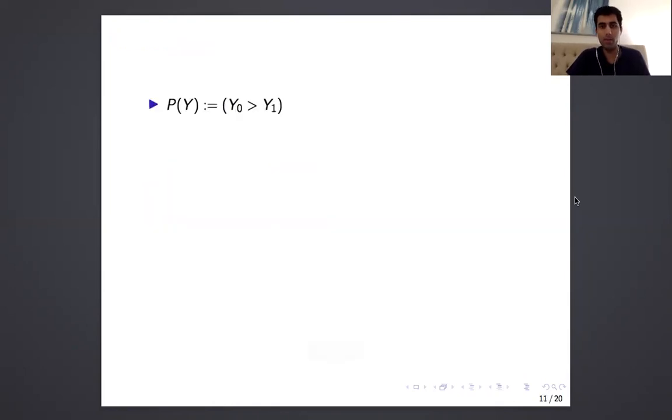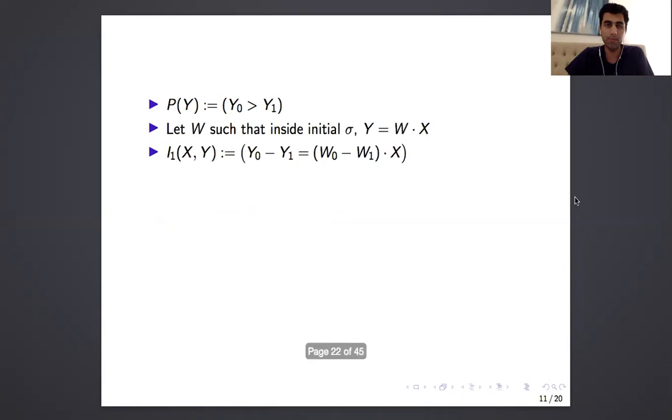So consider the property P, which is class dominance, that the logit for class 0 is more than the logit for class 1, which guarantees that the output of the network will be class 0. For this particular property P, we want to design an intermediate property I, which will help us capture a larger region in the input space.